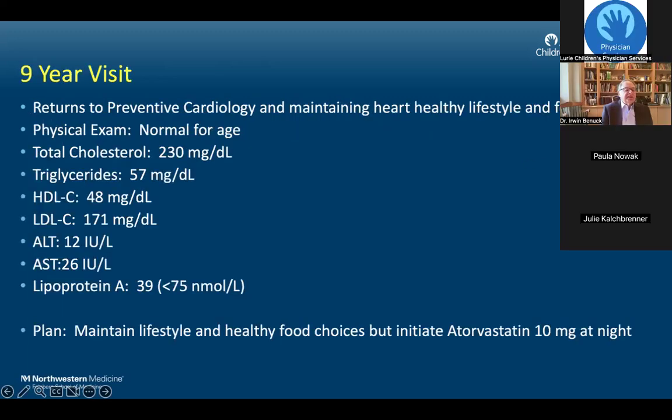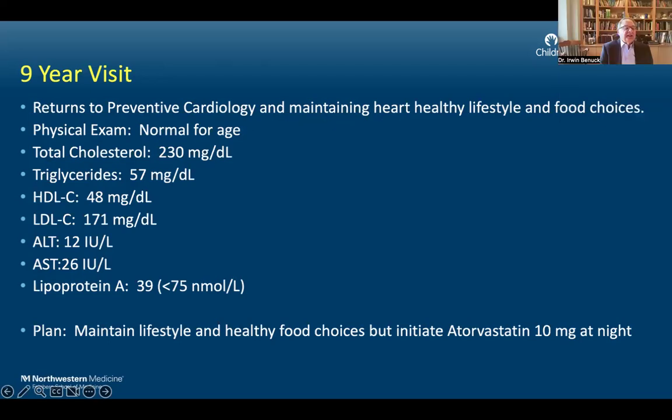At 9 years of age, when we saw him, his LDL was at that time 171, and his other lipids, except for his total cholesterol, were quite good. Nice HDL, lipoprotein A was normal. And at this time, we decided to start atorvastatin, which used to be called Lipitor, 10 milligrams a night. Best to start these medications at night. They have an extra bang for your buck when you start it at night because the digestion takes place a lot during the night, and they have a little greater effect if you start them at night.